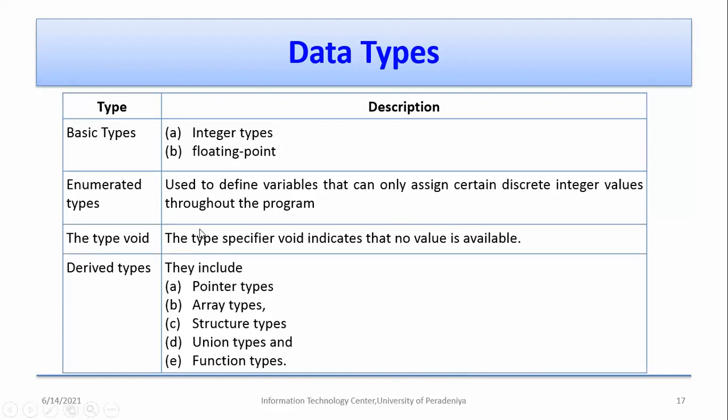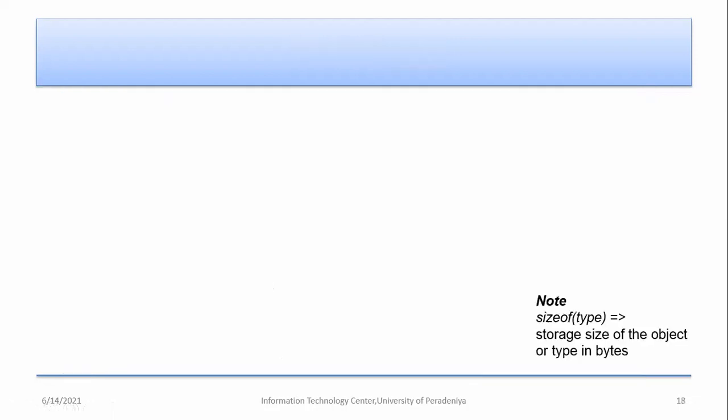And then there's a special type called void. Void means if there is no value to return, then we can mention void. Void means nothing to return. And then there are some derived types, arrays, structures. We can use those things in C programming.